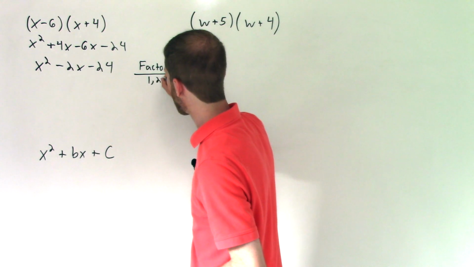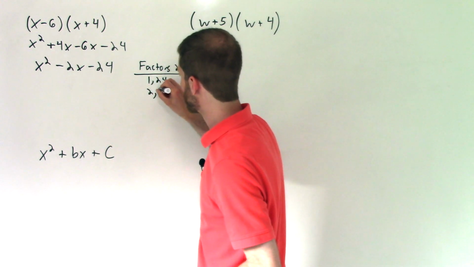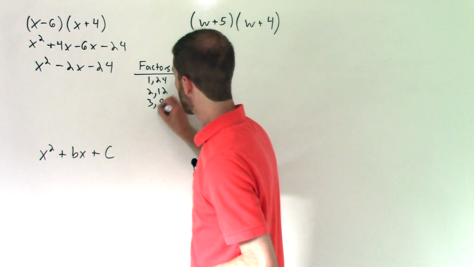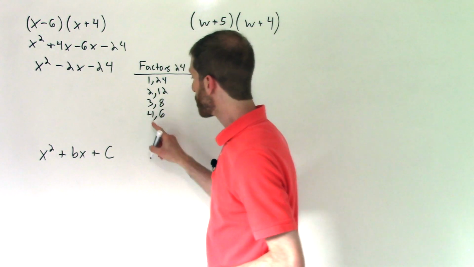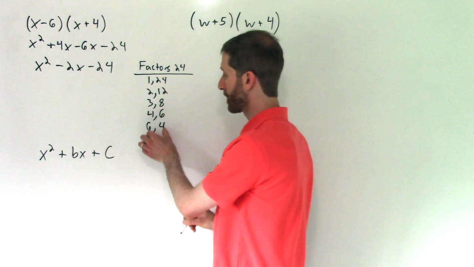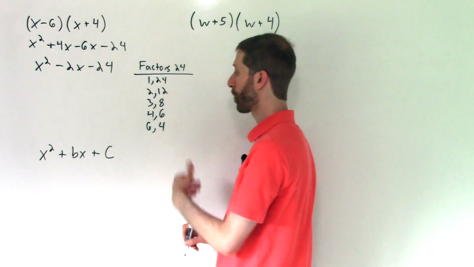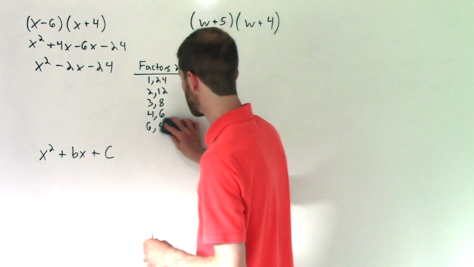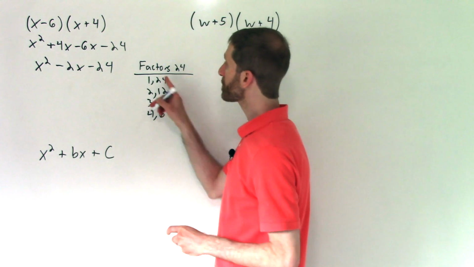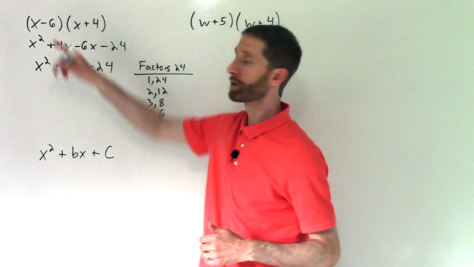1 and 24. 2 goes into 24 12 times. 3 goes into 24 8 times. 4 goes into 24 6 times. And you could go to 6. But the second you go to 6, you have the same pair. Then you'd have 8 and 3, 12 and 2, 24 and 1. It'd be a repeat. We don't need repeats. So the second that you start repeating, that's how you know you're done with your list. So these are the possible two numbers that go here and here.